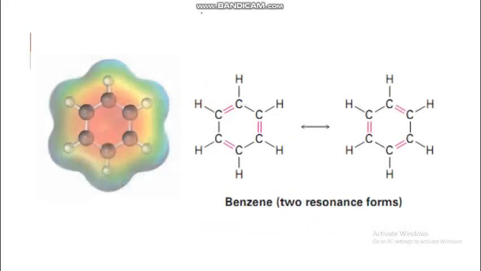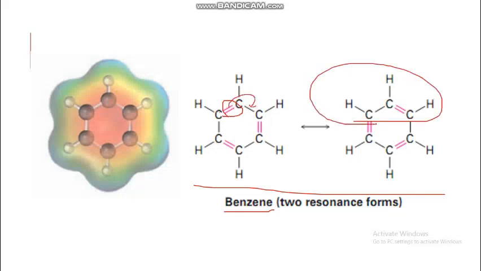So, we have here another example, the benzene. So, these are the two resonance forms of the benzene. Ayan, so ito yung kanyang double bond. But on the other, yung double bond ay lumipat dito sa kabila. So we had these forms.